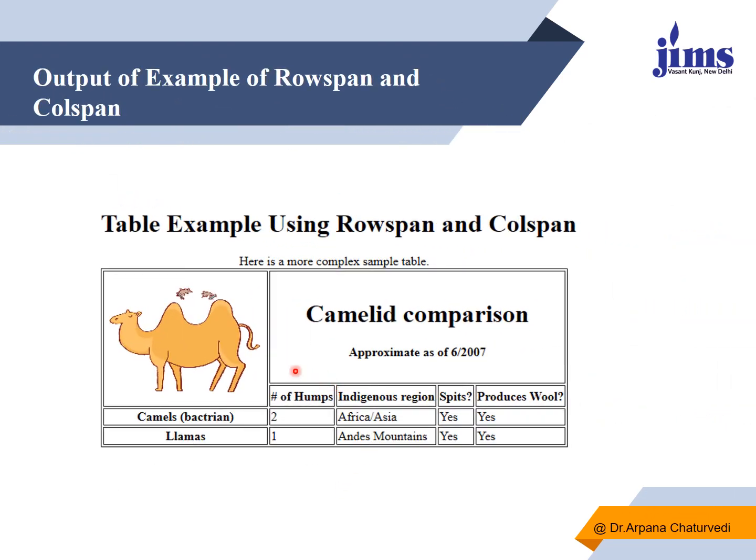How many columns, how many data elements have we written? 2. With this TH we said rowspan is equal to 2, and with this table heading we said colspan is equal to 4. So the total number of columns is 5. So in the rest of the places we have mentioned 5 columns in 2 rows.